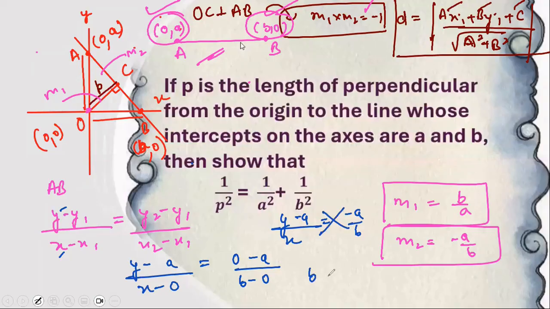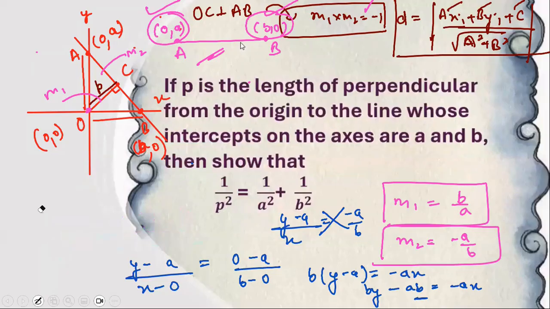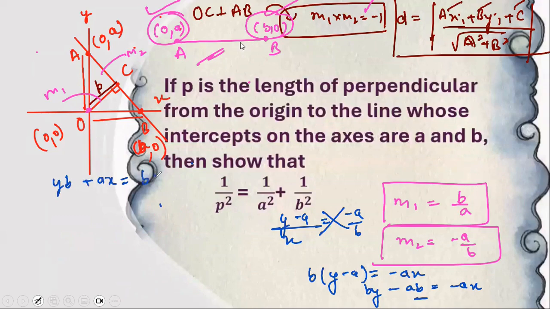Let's cross multiply. When we cross multiply, it will become this is equal to minus ax. Now we have to arrange it. Let's open it. AB is equal to minus ax. So what I am doing here, I am taking x and y together and this portion to the other side. Now this is not required, we have already used this formula. So I'm just rearranging it: yb plus ax is equal to ab.